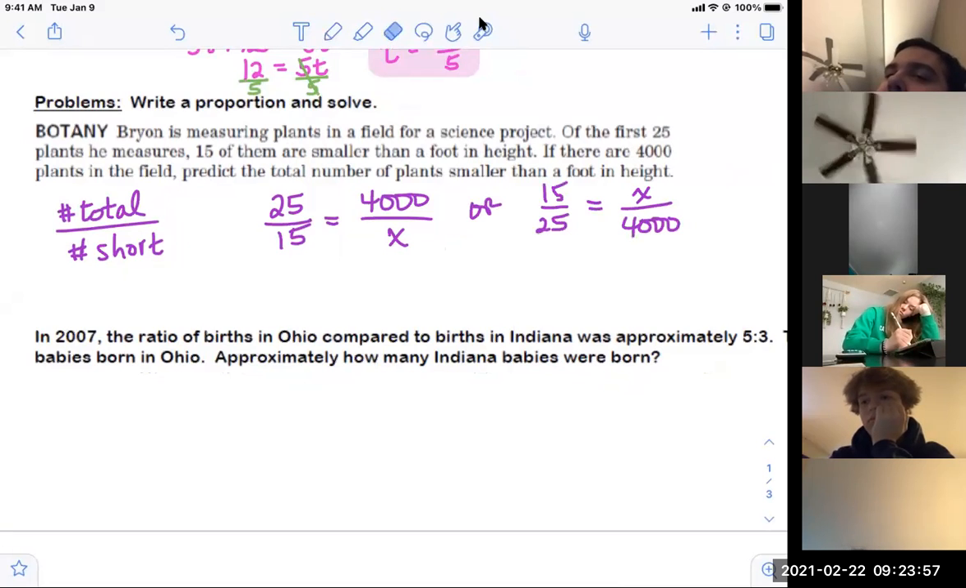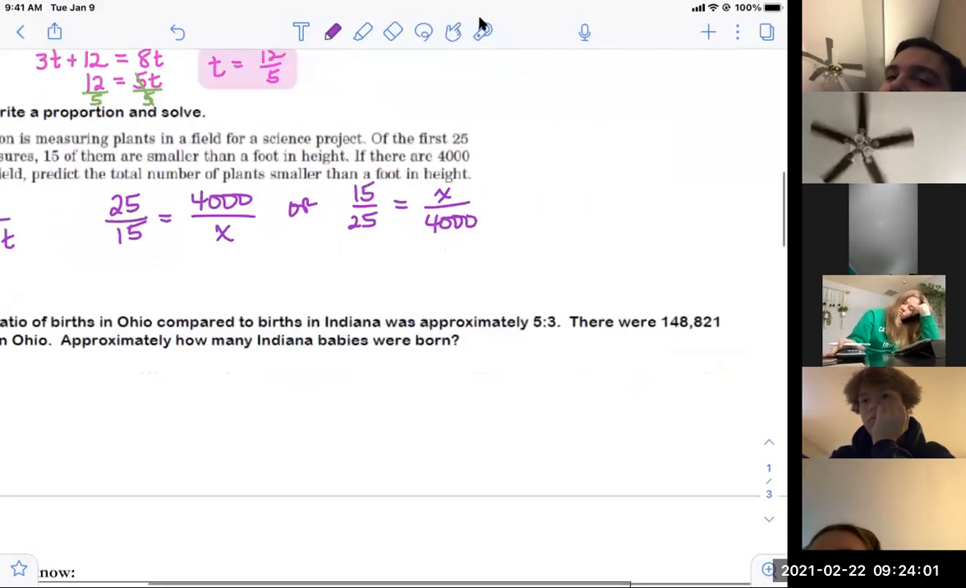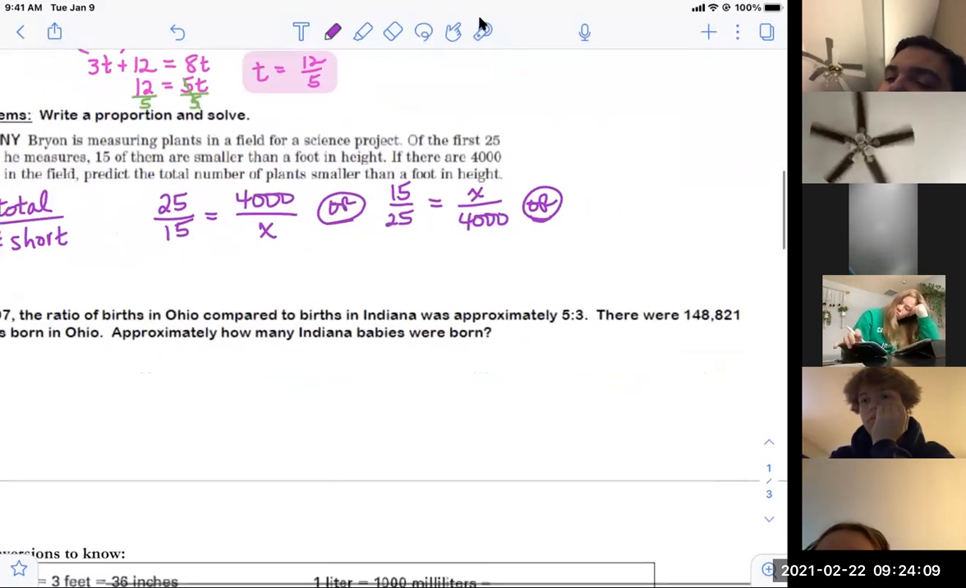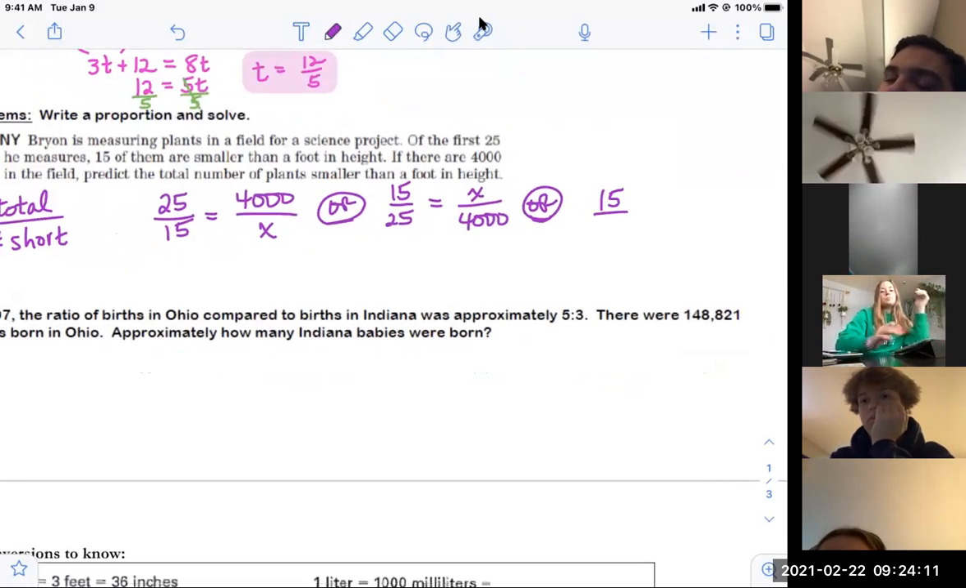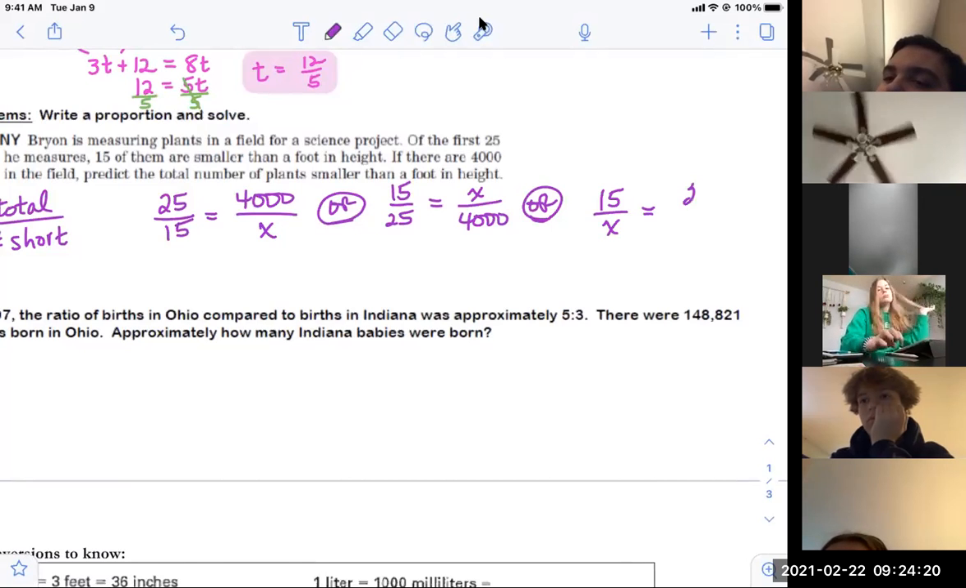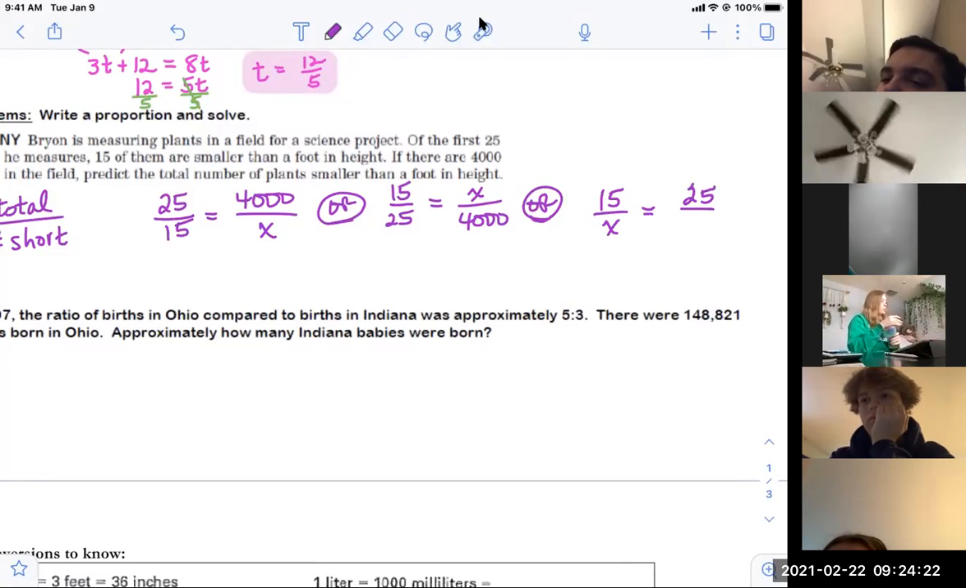Or, the way I compared it that way is because of how it was given in the problem. But if you wanted to, you could compare on the left side the short ones and on the right side the total. There's 15 short ones in our sample, and we're looking for how many short ones in the total. So 15 goes with 25 and X goes with 4,000. All of those are equivalent proportions.